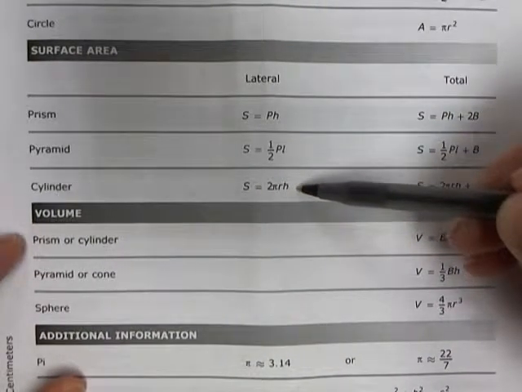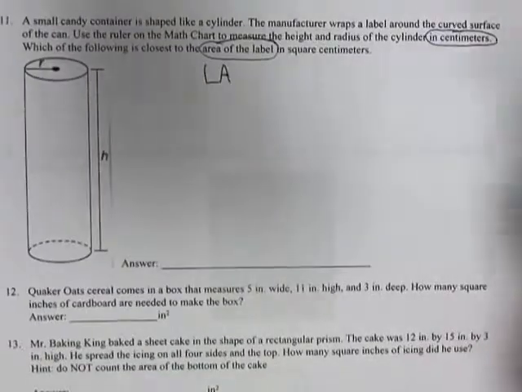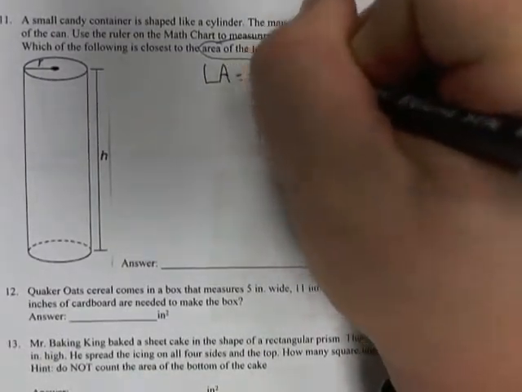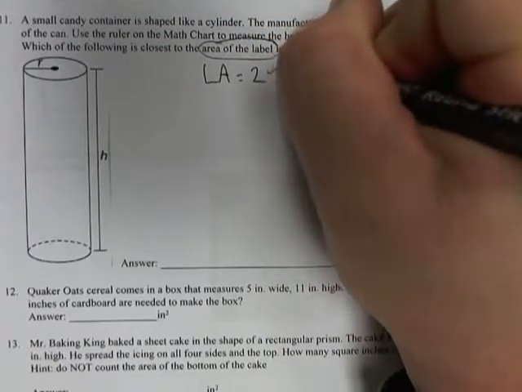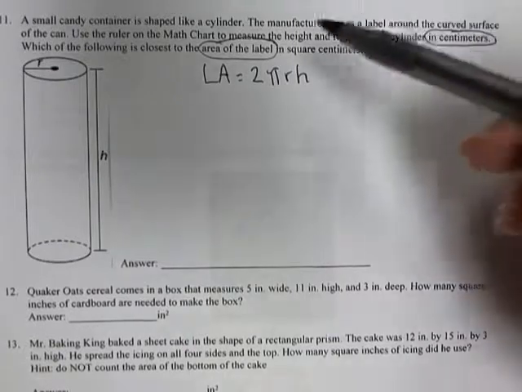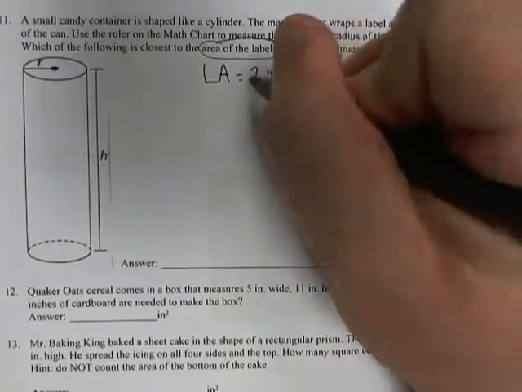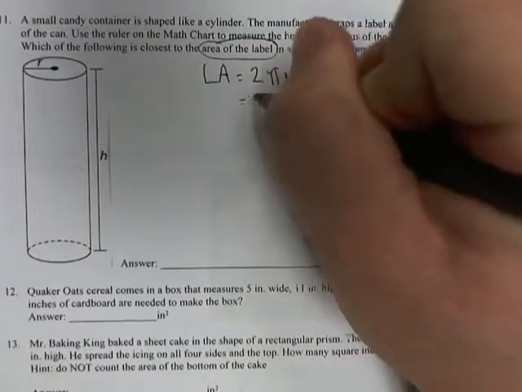So let's take out your math chart and find the formula for lateral surface area of a cylinder. It's right here. 2 pi r h. So this means 2 times pi times radius times height. Now we're going to plug, then chug.